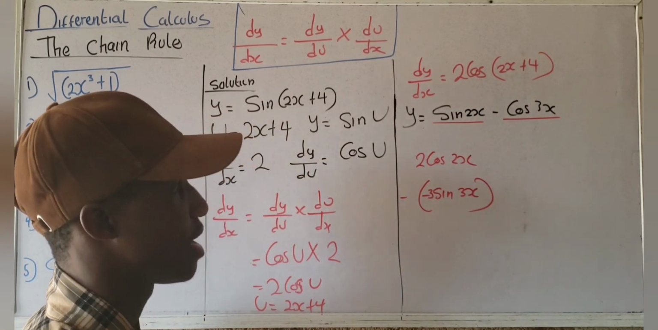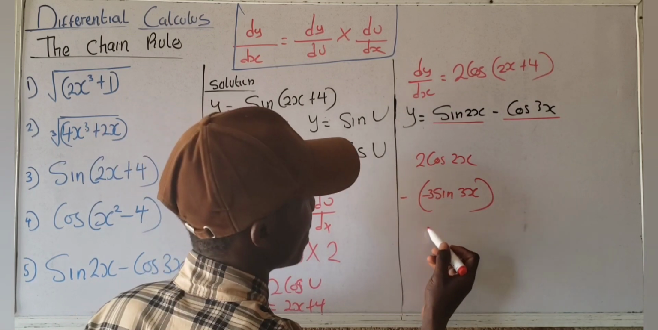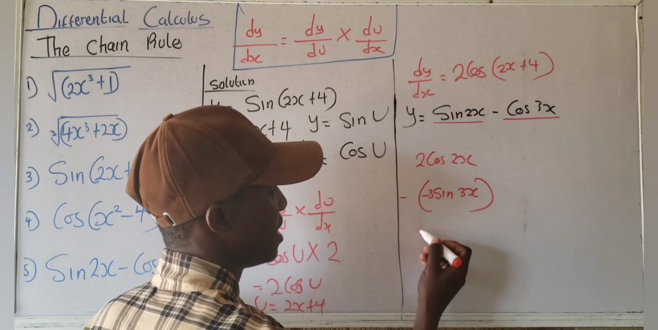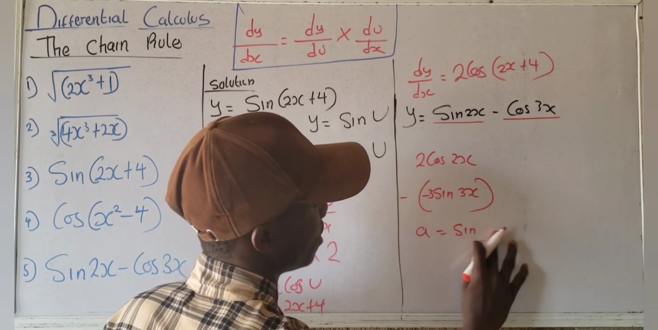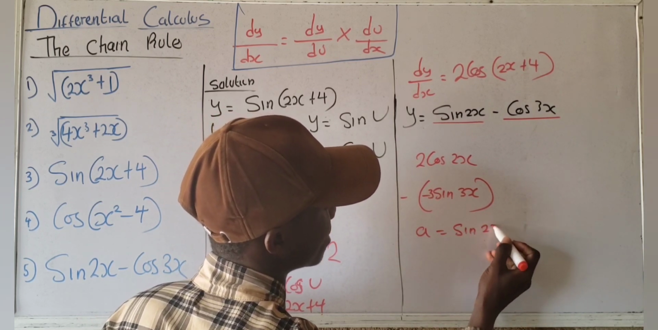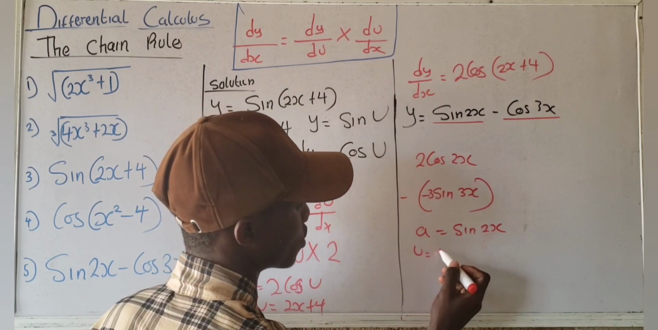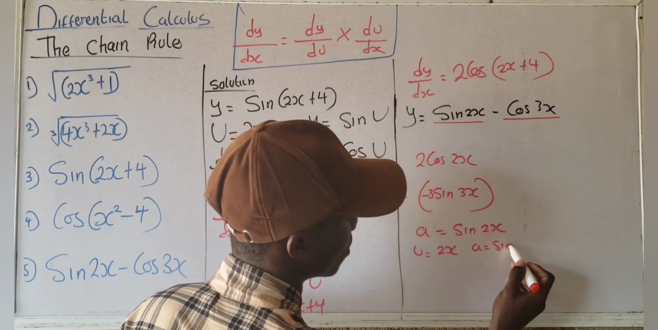How do I get it? Just pay attention, okay? We have sine 2x. Let's set sine 2x equal to a letter. Let a equal sine 2x. Now, using the function of a function, we have to set u equal to what? 2x. That means that a will be equal to sine u, right?